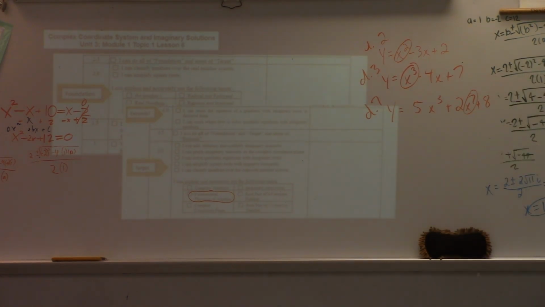Your degree is your highest power. And say that again, J. Mike, what did you say about the zeros? The amount of zeros it's going to have is going to be based off the exponent, and not just any old exponent, which exponent? The highest one.